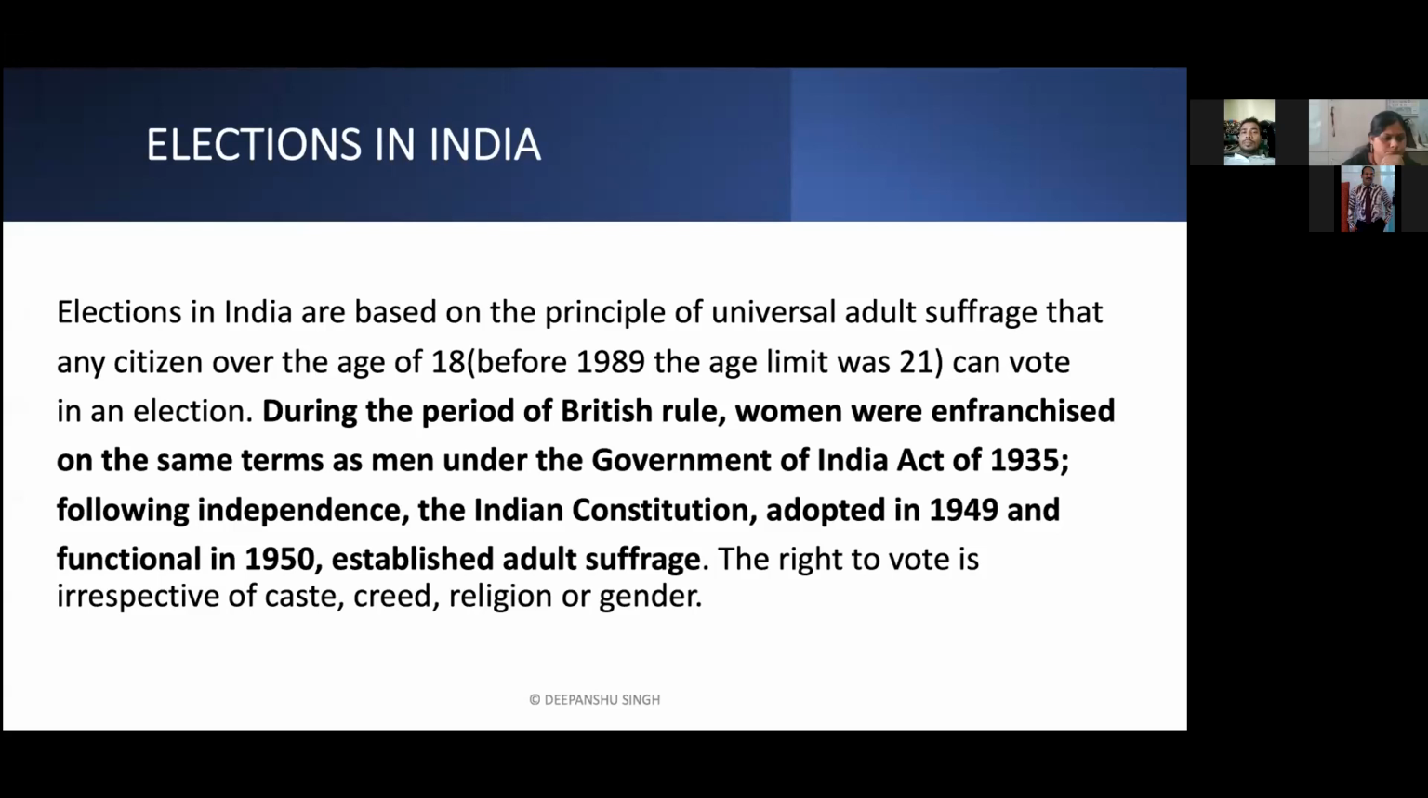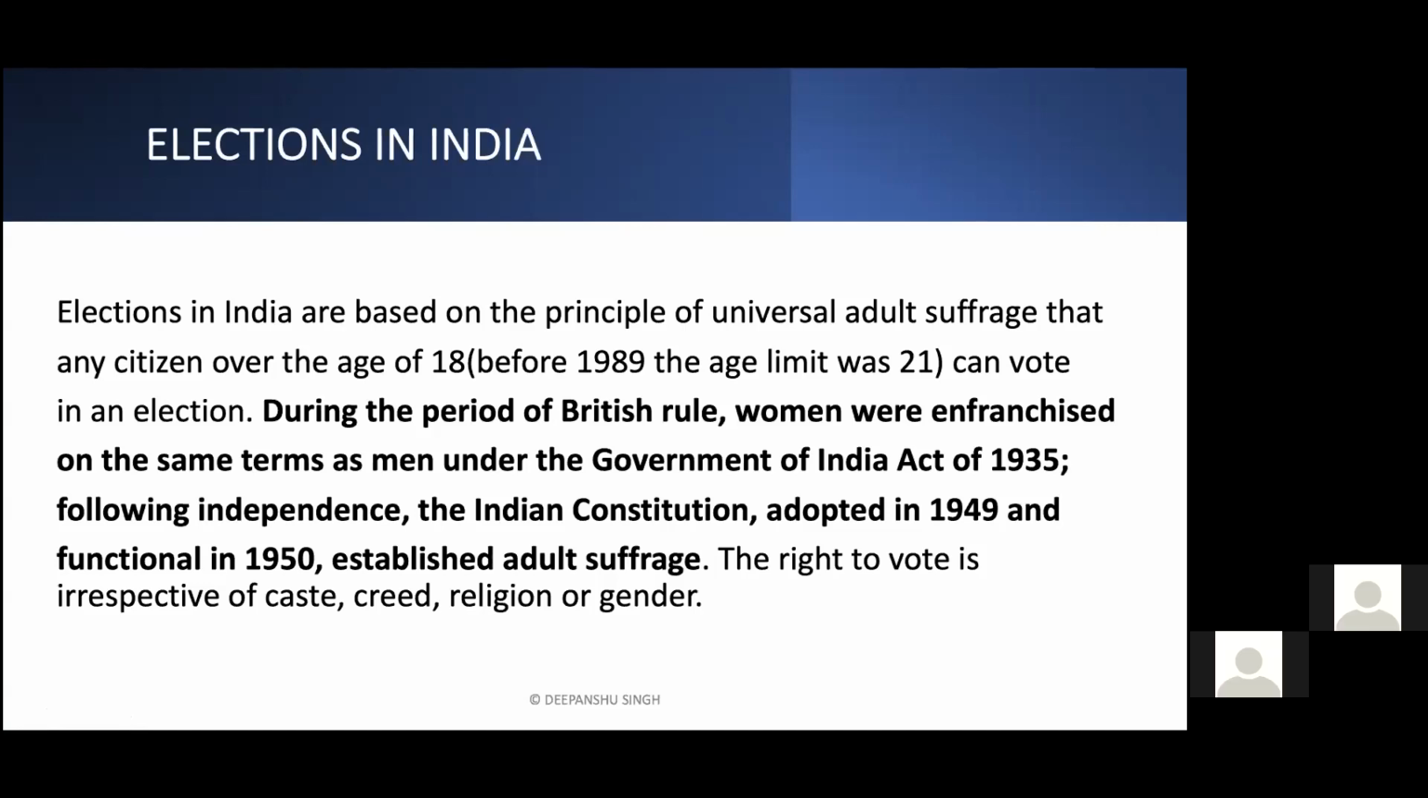So during the British rule, women earlier were enfranchised on the same terms as men under the Government of India Act to vote in 1935. And it is the beauty of our democracy that after independence, India is probably one of the few countries where everybody got a right to vote, irrespective of caste, creed, gender, community, sex, religion, etc.